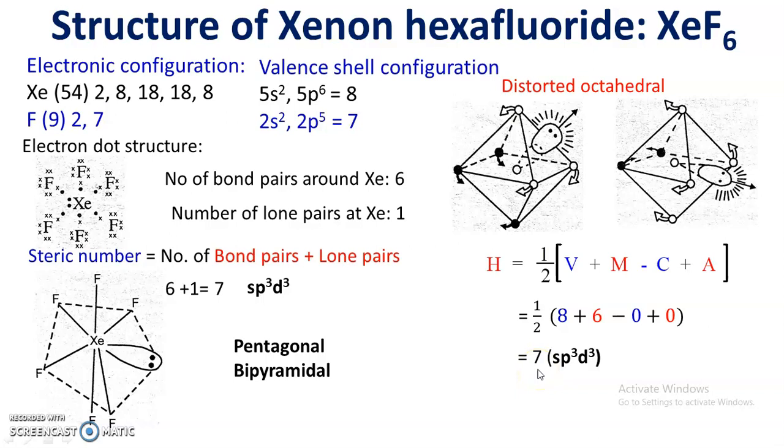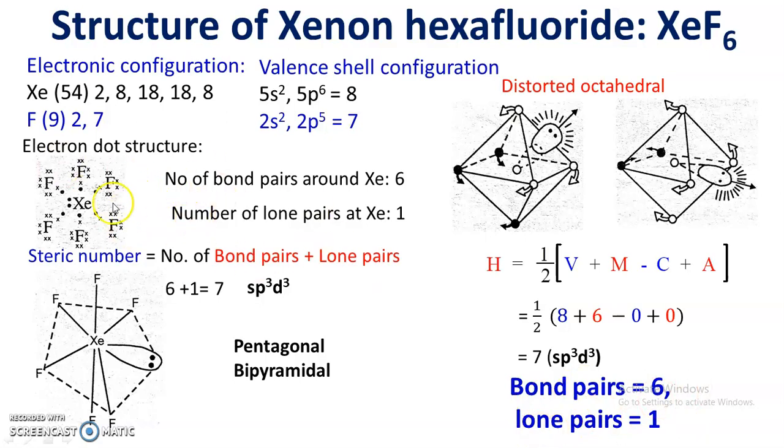So it means H is equal to 7 means its hybridization is sp3d3, and sp3d3 hybridization means the expected geometry is pentagonal bipyramidal with bonding pairs equal to 6. Why 6? Because 6 fluorine atoms are attached to xenon. It means bonding pairs must be 6, and 7 minus 6 is equal to 1. So there must be one lone pair. This is the alternative method to find out the bonding pairs and lone pairs.